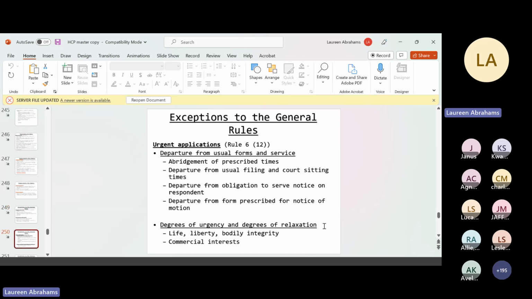Now I'm going to deal with specific applications, and the first one that I'm going to deal with is urgent applications. Urgent applications are dealt with in terms of Rule 6(12). Now, if you're going to bring an urgent application, let me just go one step back. The High Court is available 365 days a year, 366 in leap years, 24 hours a day. There is always a judge on duty. You always have access to the court, right?